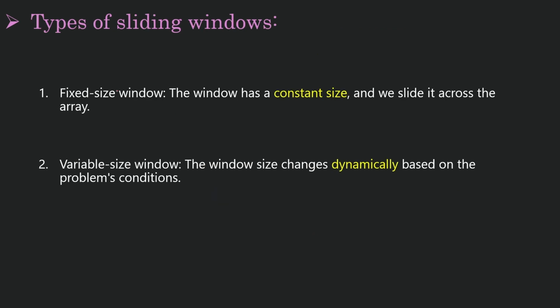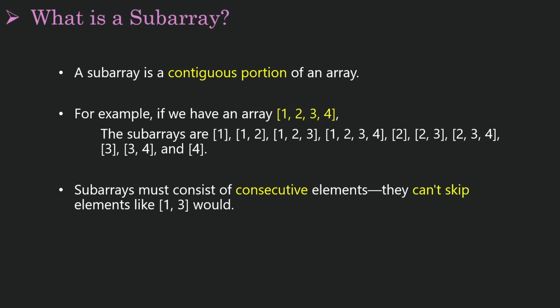There are two main types of sliding windows. Fixed size window: the window has a constant size, and we slide it across the array. Variable size window: the window size changes dynamically based on the problem's conditions. We'll explore both types today, starting with a fixed size window example in our visualizer, followed by a variable size window example. Before we dive into the problem, let's clarify what a subarray is.